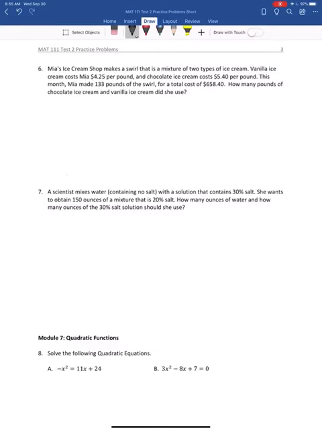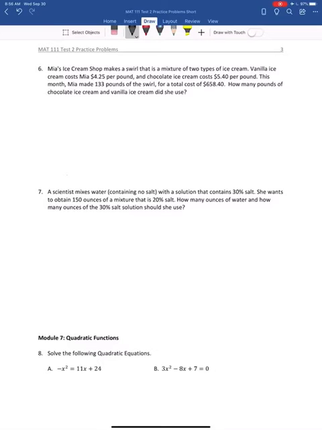So in problem 6, it says Mia's ice cream shop makes a swirl that is a mixture of two types of ice cream. Vanilla ice cream costs Mia $4.25 per pound, and chocolate ice cream costs $5.40 per pound. This month, Mia made 133 pounds of the swirl for a total cost of $658.40. How many pounds of the chocolate ice cream and the vanilla ice cream did she use?